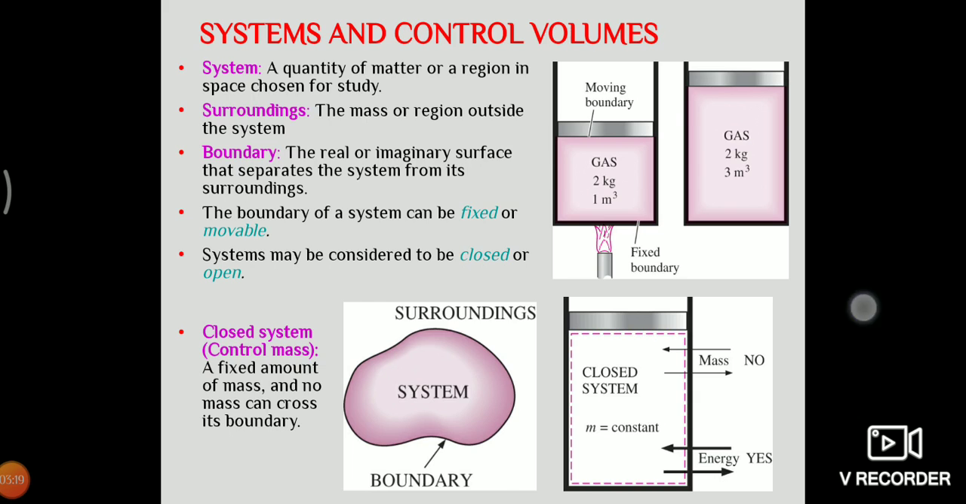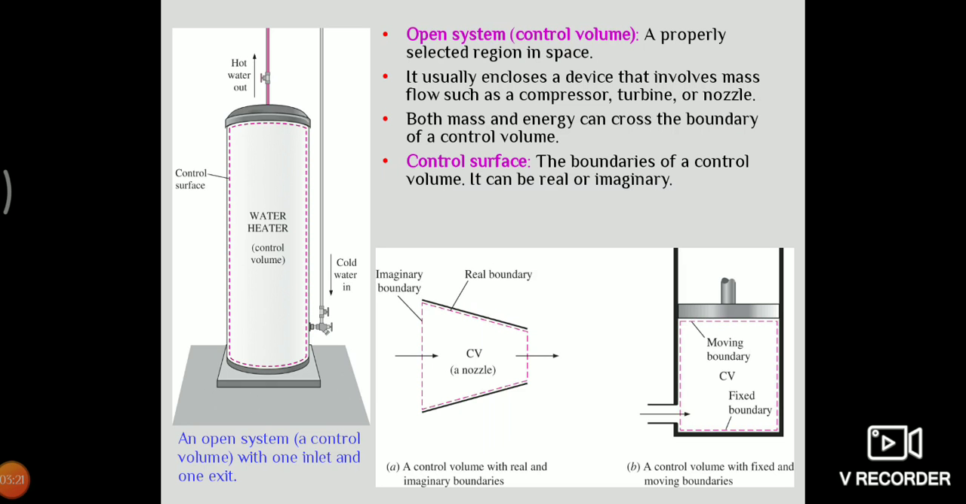The second type is the open system. An open system is also known as a control volume system, in which both mass and energy can cross the boundary of the control volume. For example, we can take a water heater, car radiator, turbine, compressor, and also nozzles. Here one example of a nozzle is shown.